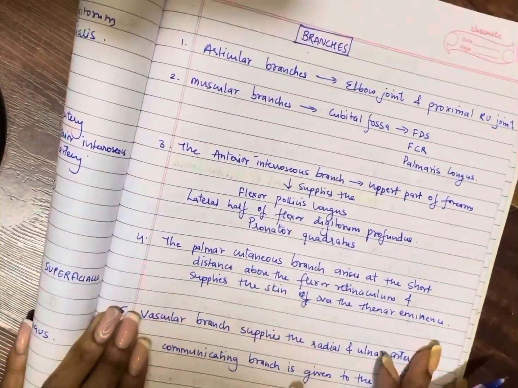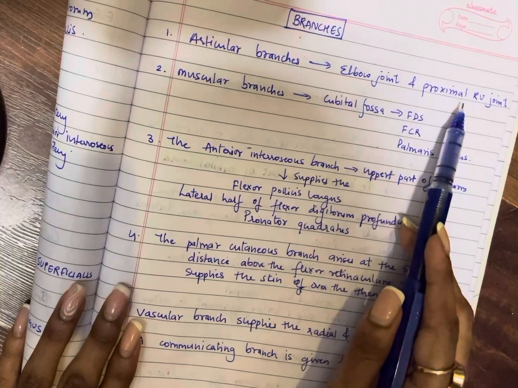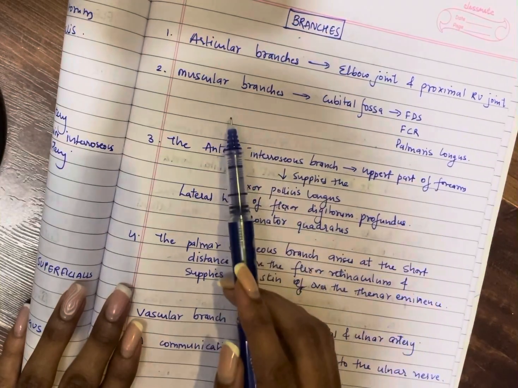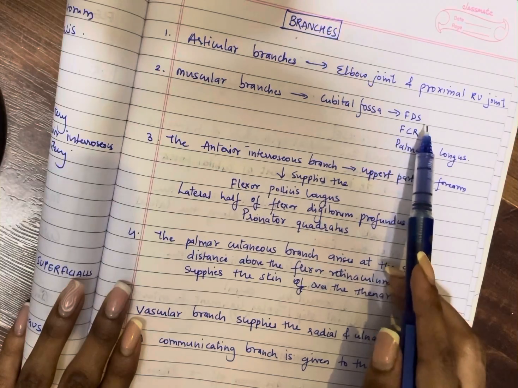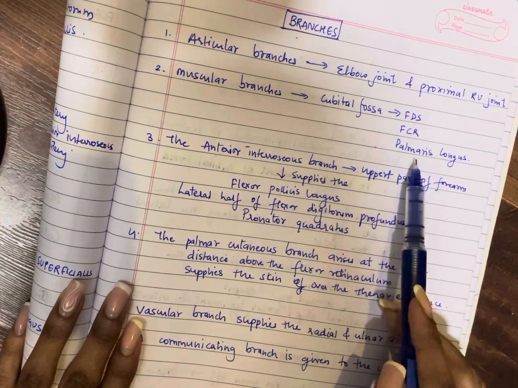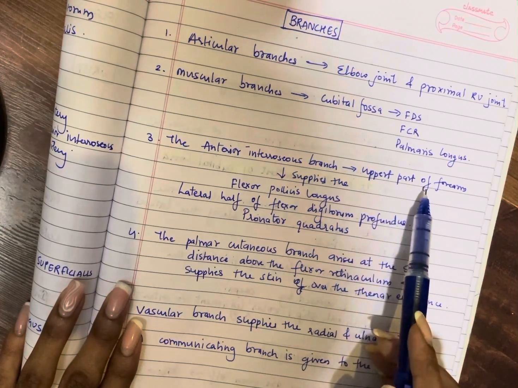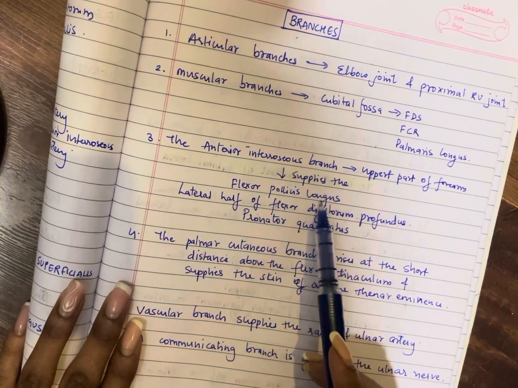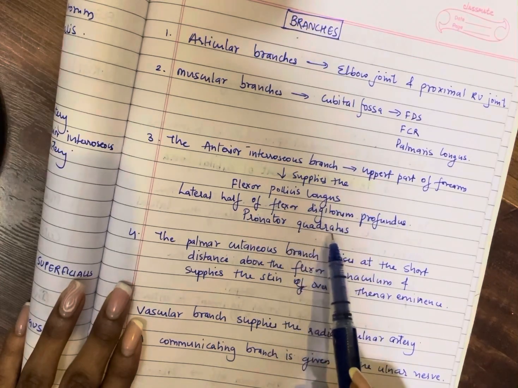Talking about the branches. The articular branch is given at the elbow joint and proximal radioulnar joint. The muscular branch at the cubital fossa supplies the flexor digitorum superficialis, flexor carpi radialis, and palmaris longus. The anterior interosseous branch at the upper part of the forearm supplies the flexor pollicis longus and the lateral half of the flexor digitorum profundus and the pronator quadratus.